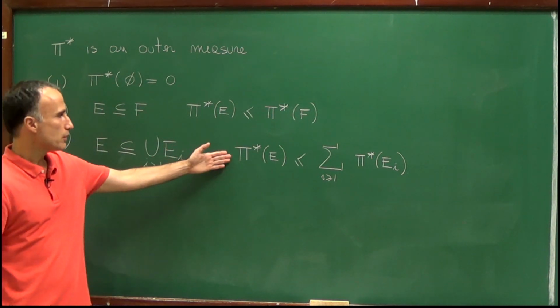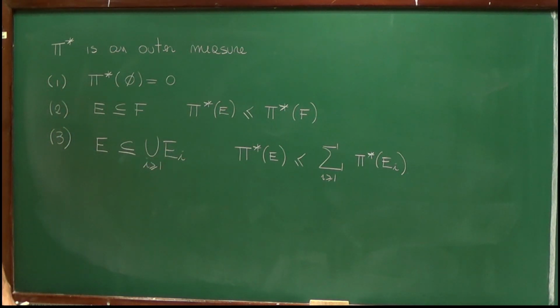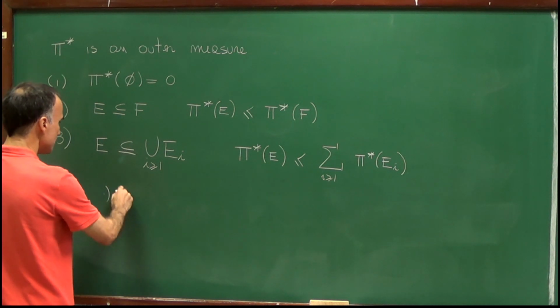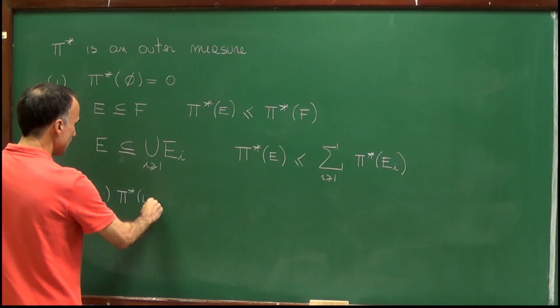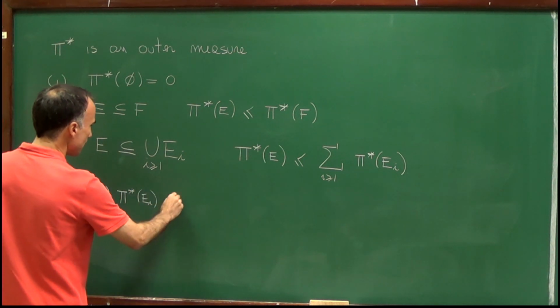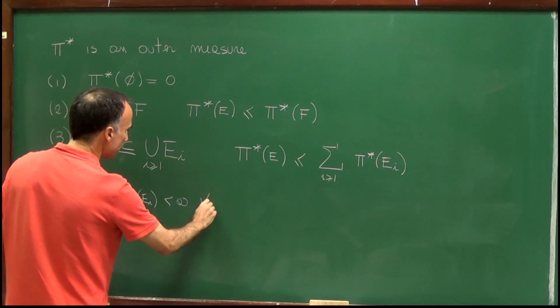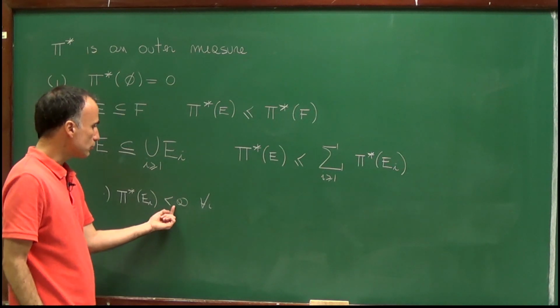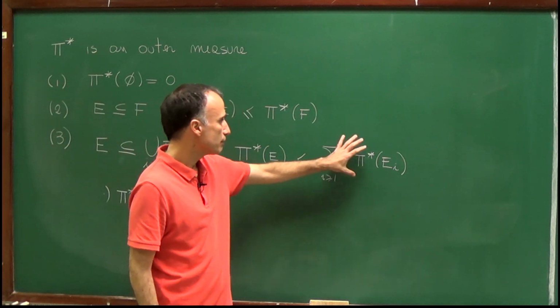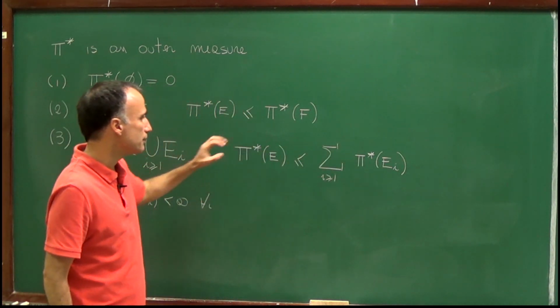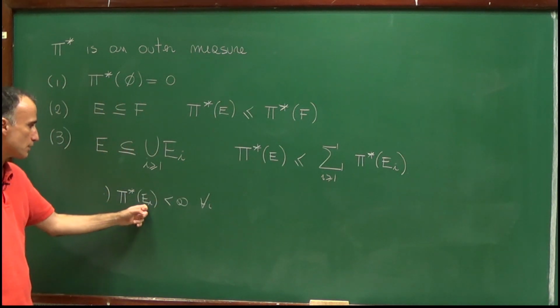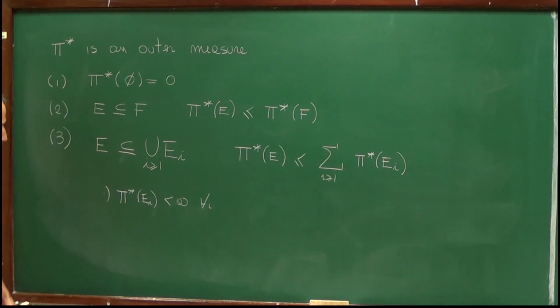Well, to prove this inequality, we can, of course, assume that P star of E_i is finite for all i, right? If P star of E_i is equal to plus infinity for one i, the right-hand side is plus infinity, and this inequality is trivially satisfied. So we can assume that P star of E_i is finite.